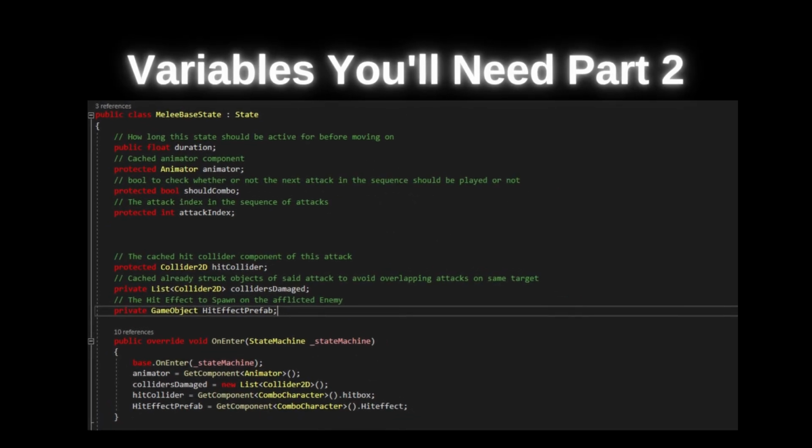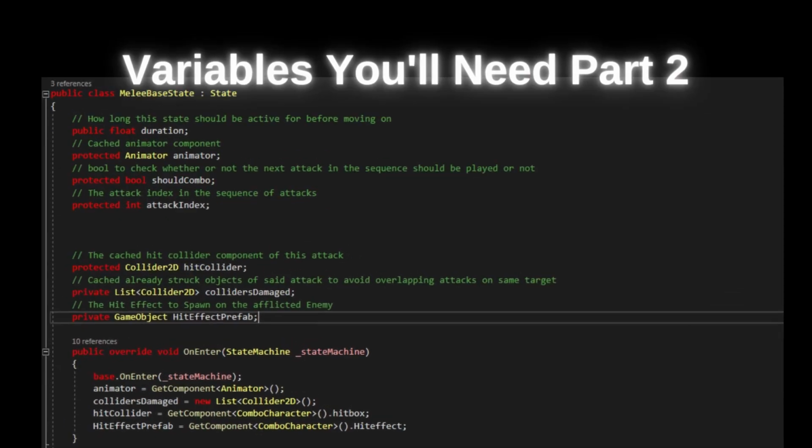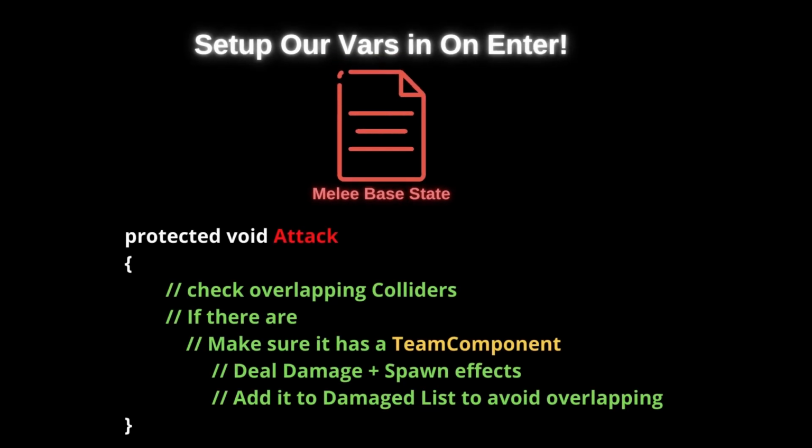On enter, all we're going to simply do is initialize all of these particular variables, setting our list equal to a new list, getting our collider off of our combo character, as well as our hit effect off of our combo character as well. We're going to skip over on update for now, and we're going to create a brand new function called Attack, and this is also going to be protected. This function will work as follows.